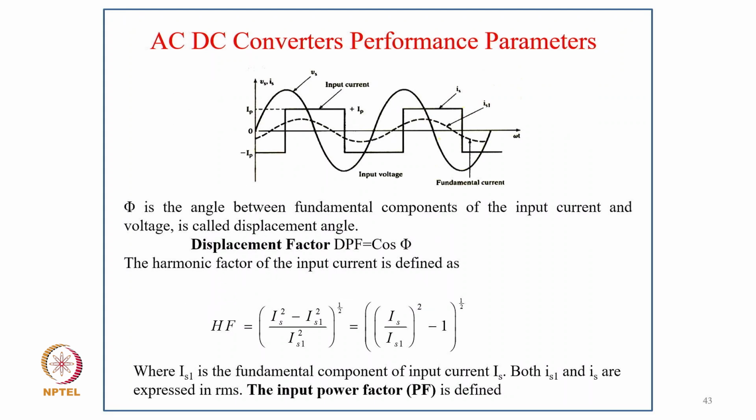So coming to the performance of a typical full bridge controlled converter. Phi is the angle between the fundamental components of input current and voltage, called the displacement angle. So DPF equals cos phi, that is the fundamental power factor. The harmonic factor of the input current is defined as (IS squared minus IS1 squared) to the power half upon IS1, or (IS upon IS1 squared minus 1) to the power half, where IS1 is the fundamental component of the input supply current, and both IS1 and IS are expressed in RMS.